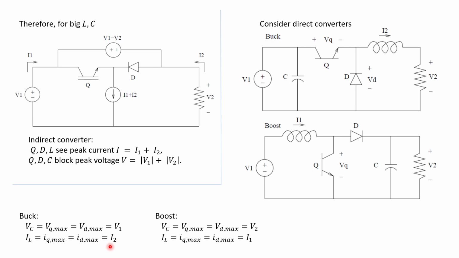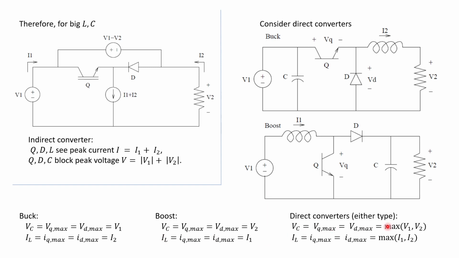For boost, the component stress VC is the same as the maximum voltage, which is V2, and the stress on the inductor IL is the same as the maximum current, which is I1. Okay. So actually for either type of direct converter, VC is just the max between V1 and V2, and IL is the max between I1 and I2. Okay, not the sum of both of them. Okay.